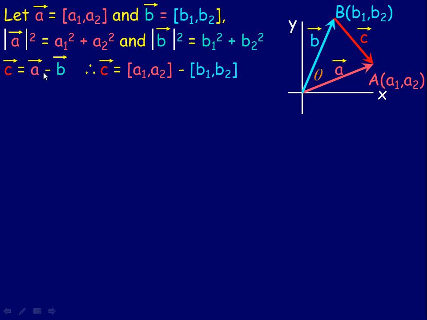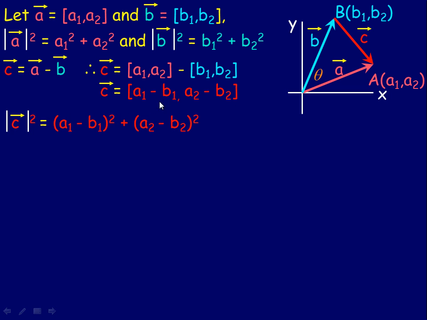So in order to find the components of C, we can substitute the components of A and B in. Remember, this is vector A, this is vector B. We're subtracting them, subtracting the like components. So A1 minus B1 is the x component, A2 minus B2 is the y component. If I want to find how long this vector is, its magnitude, the magnitude of C squared would be this squared plus this squared, which is what's written here.